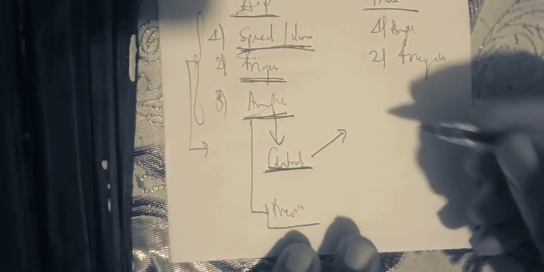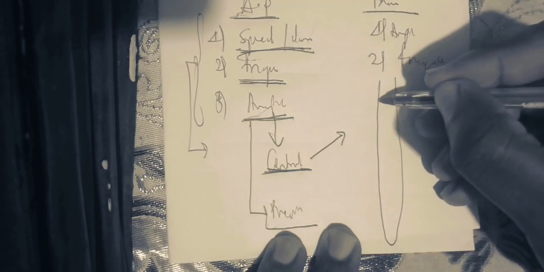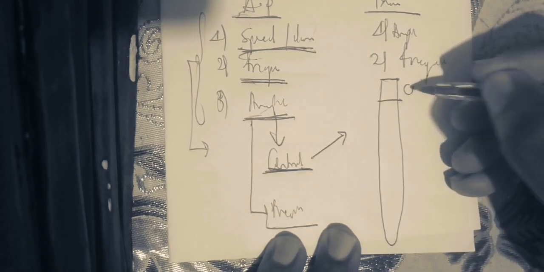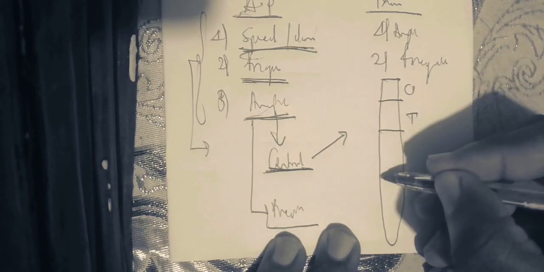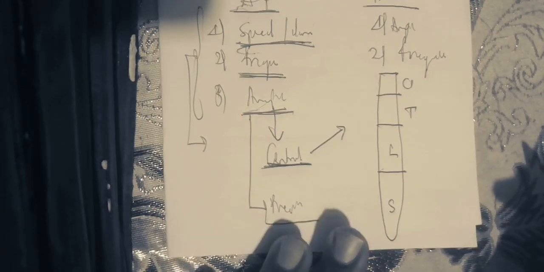To diagnose amyotrophic lateral sclerosis, you need to know that this is the spinal cord here. It extends from the cranial part. Let's say that is the cranial part of the spinal cord. This is the thoracic part. This is the lumbar part. And down here is the sacral part.